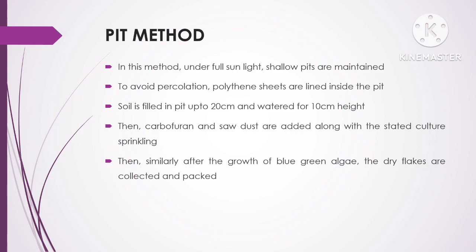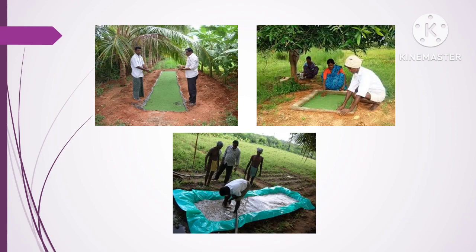Next, pit method. In this method, under full sunlight, shallow pits are maintained. To avoid percolation, polythene sheets are lined inside the pit. Soil is filled in the pit up to 20 cm and water to 10 cm height. Then carbofuran and sawdust are added along with the starter culture sprinkling. Similarly, after the growth of blue-green algae, the dry flakes are collected and packed. See, these are some pictures of the pit method.